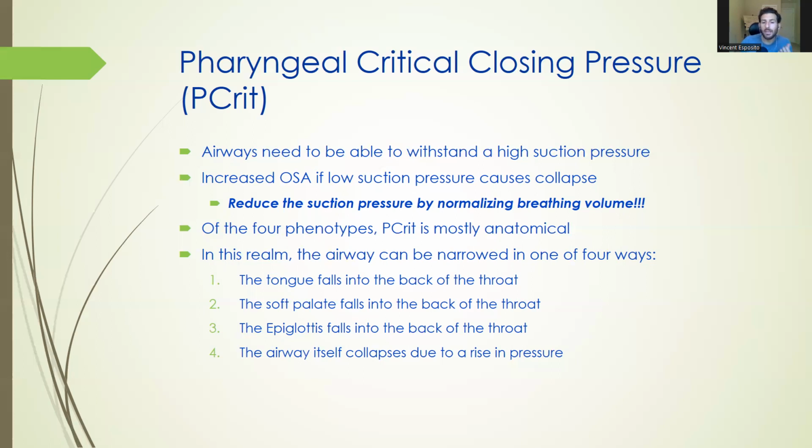If the tongue falls into the back of the throat, now this is really important as to why the resting tongue position should be on the roof of your mouth, not on the bottom, because if we're sleeping, the tongue is essentially going to fall into the back of your mouth. That's going to narrow the airway, which increases the negative pressure and then the likelihood of the airway collapsing. The soft palate can also fall back into the throat. The epiglottis can also fall back into the throat. And if any of these narrow the airway, that could collapse due to the rise in negative pressure.